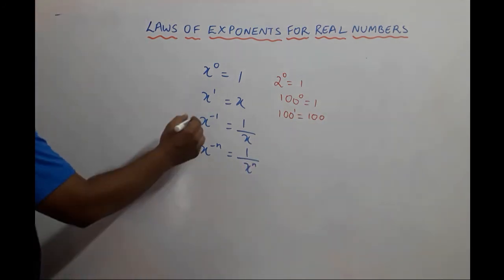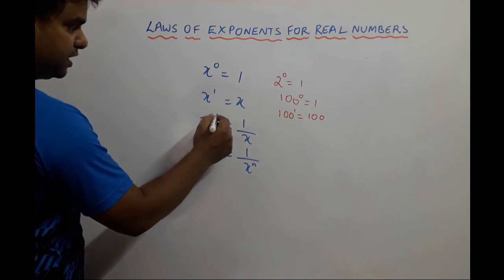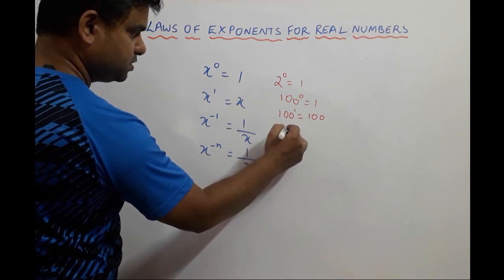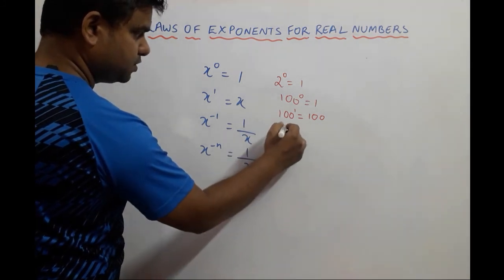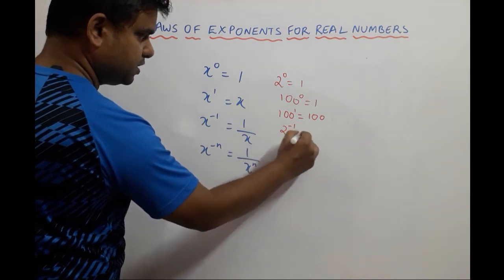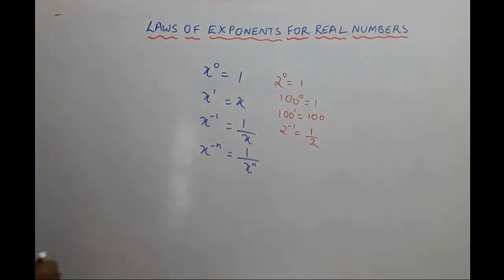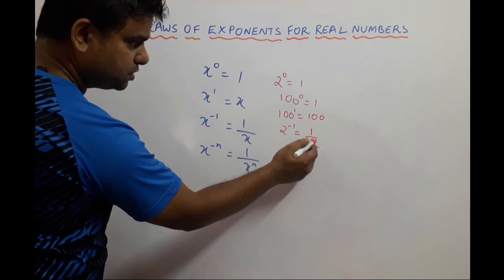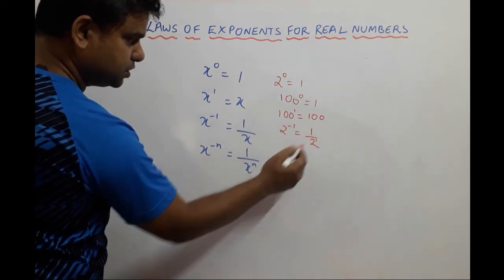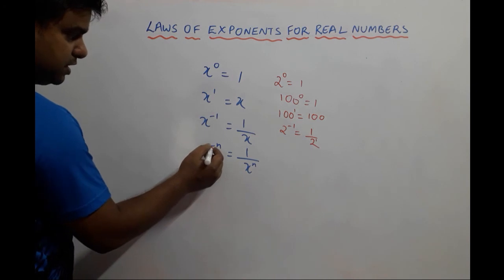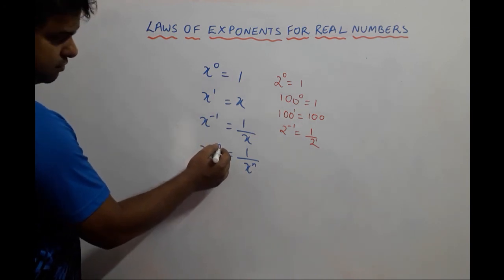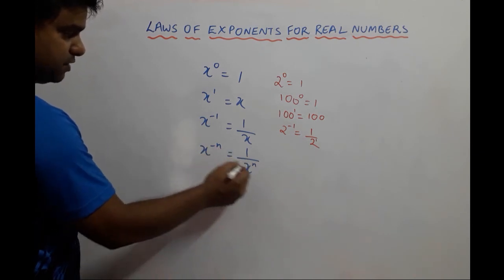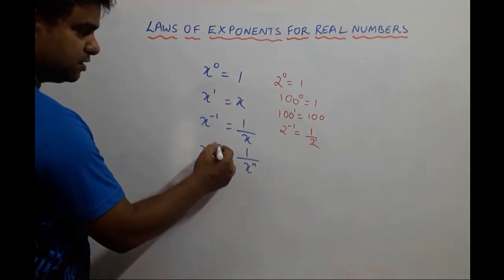In this case, any base raised to a negative power will give us a fraction. If we take 2 raised to minus 1, that will give us 1 upon 2. So basically it is 1 upon 2 raised to 1, where the power becomes positive. So if the base is raised to any rational number n, then it will become a fraction where the base will be raised to the positive of that rational number, the power.